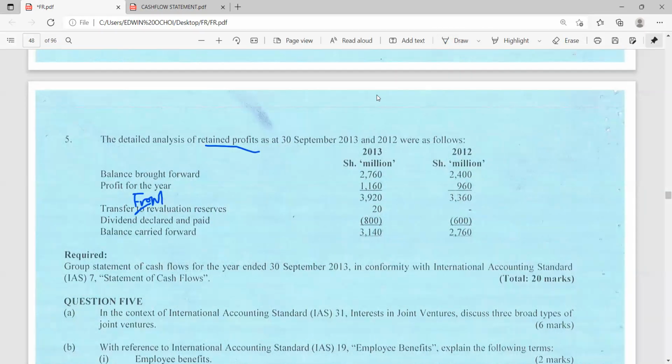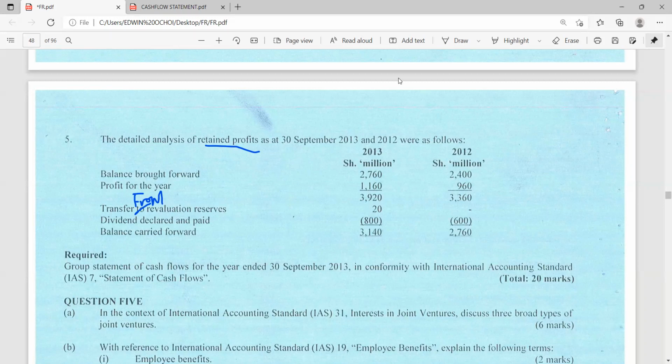So what does the examiner need from the students? Group statement of cash flow for the year ended 30 September 2013 in conformity with International Accounting Standard 7, statement of cash flows. They are not very specific about which method you are supposed to use. But for your benefit, I would use both methods, indirect and direct. But I encourage that during your exam, if they are not specific, just go for the indirect. You will earn more marks under the operating part, before you even continue with the other two parts, that is investing and financing activities.